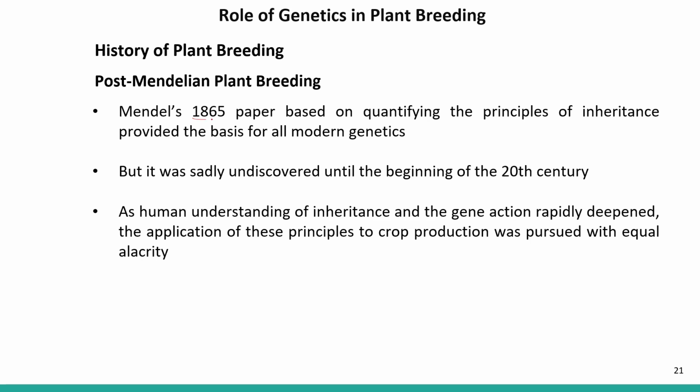Mendel's 1865 paper, based on quantifying the principles of inheritance, provided the basis for all modern genetics. His paper was published, but sadly it was undiscovered until the beginning of the 20th century. For 35 years, his paper was unnoticed. As human understanding of inheritance and gene action rapidly developed, the application of these principles to crop production was pursued with equal alacrity.